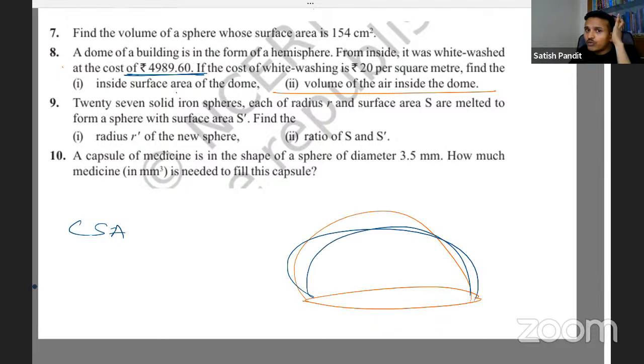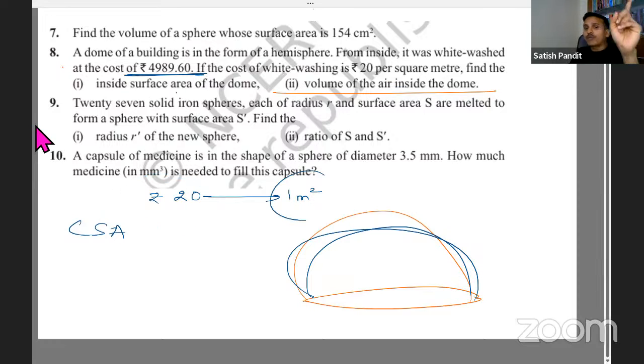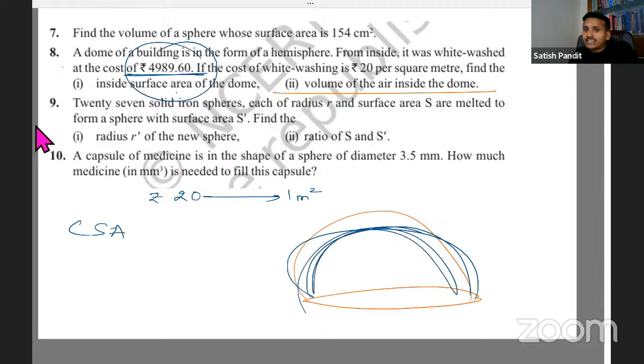If the cost of whitewashing is 20 rupees per square meter, you have to pay 20 rupees for 1 square meter. How much did you pay? This much. So can you find out how much area you painted? Yes or no? You can find it. Rupees 20 you pay for 1 square meter. This is the total amount you are paying for whitewashing the entire inside. So for 1 rupee, how much can you paint? For 1 rupee, you can paint 1 by 20. So for this much rupees, how much can you paint?